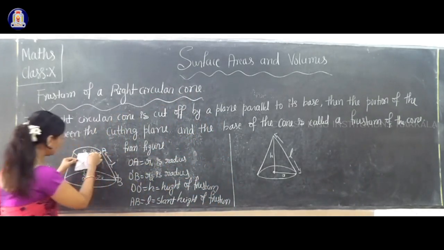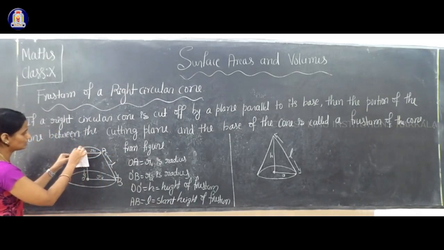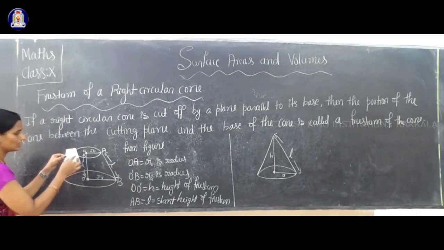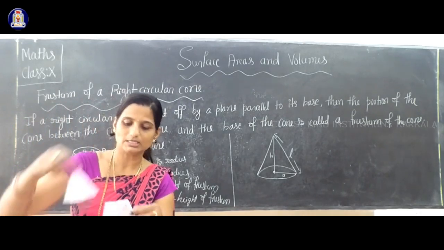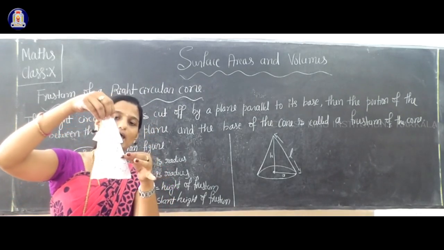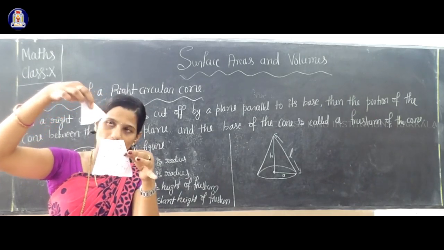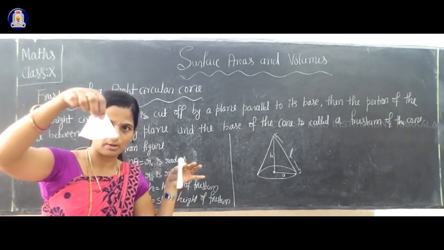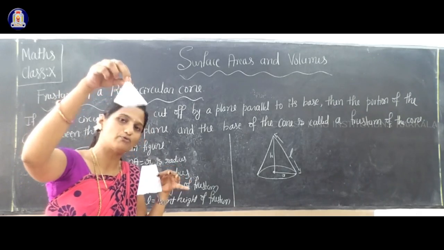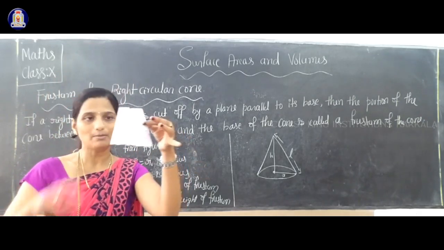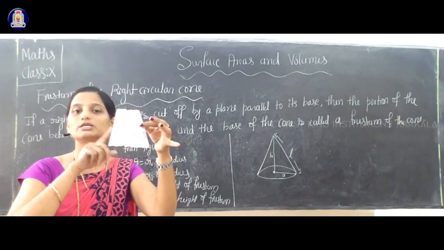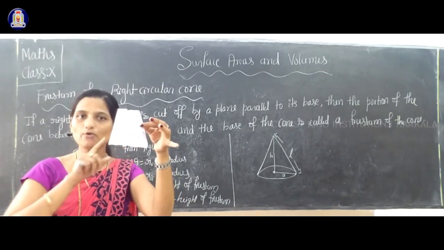See here, this is the frustum of the cone. Here is a circle, here is a circle, correct? This is called the frustum. Understood? Initially there is a cone, and if you remove the small cone from this one, the removed part is also a small cone, and the remaining portion is called the frustum of the cone.